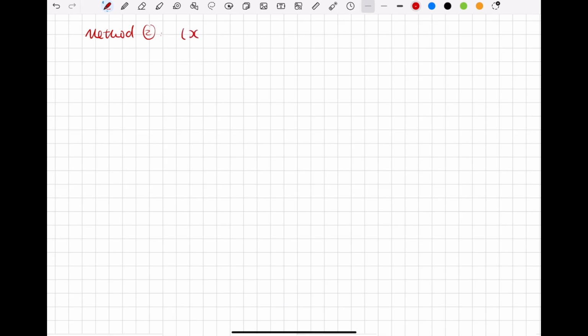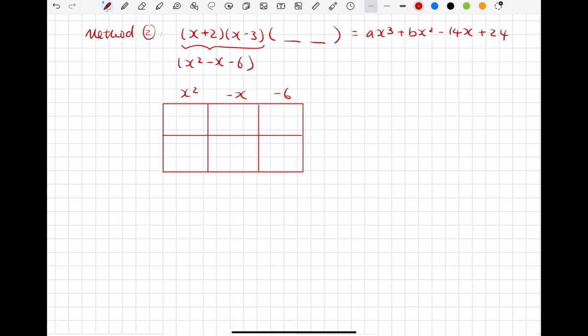Because we know x plus 2 and x subtract 3 are factors, we know that we need to find the final factor, so that we'll be able to get ax cubed plus bx squared subtract 14x plus 24 after we expand the brackets. Now let's use the Farmer's field. We know this is one of the factors. We know that the constant term is 24. Therefore, negative 4 times negative 6 will give us 24. Multiplying negative 4 with x will give us negative 4x.